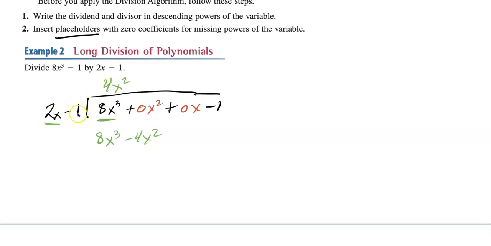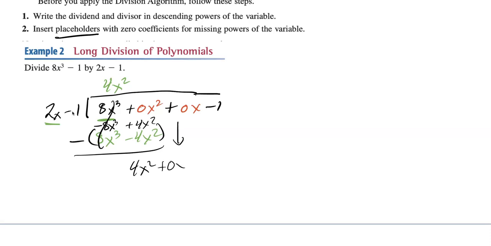Remember, we multiply this by both of them. Then we subtract, put parentheses so you don't mess up. I like to distribute myself. And we add, that becomes 4x squared. Bring down the next one, plus 0x. And again, all we look at is the leading coefficient. That's all we care about. So I'm like, okay, how do I get 2x to be 4x squared? Plus 2x. Then you multiply this 2x by both of these. So 4x squared minus 2x. Subtract. Don't forget the parentheses so you can distribute.